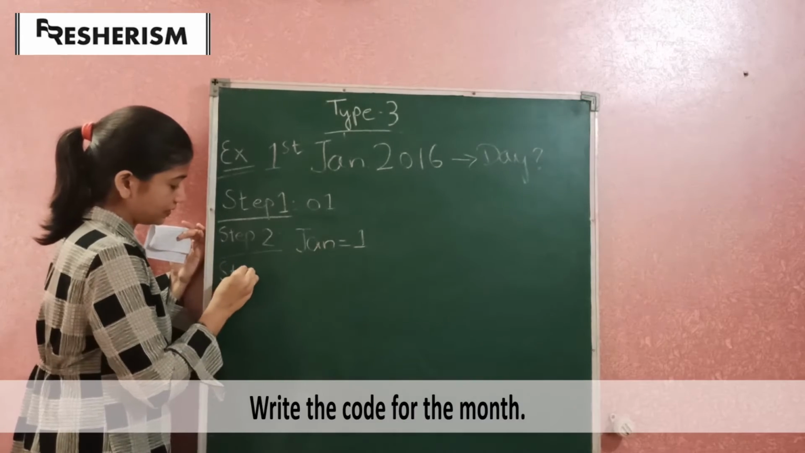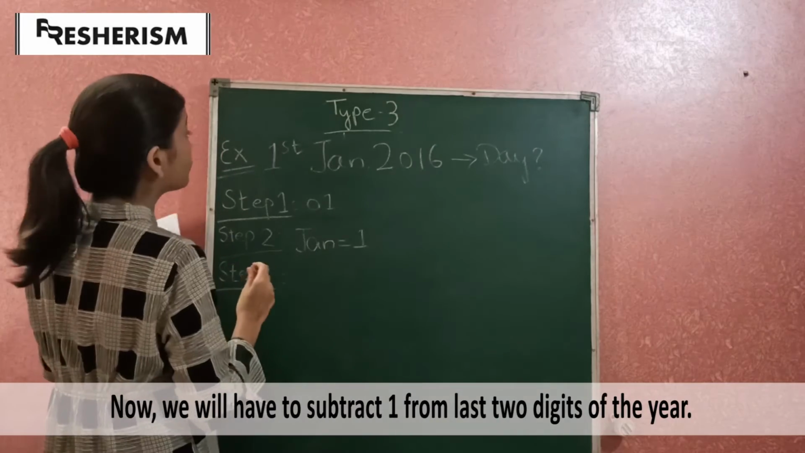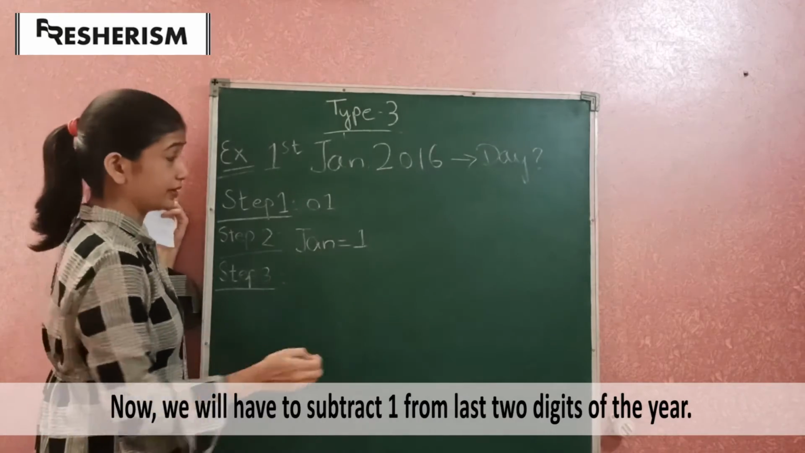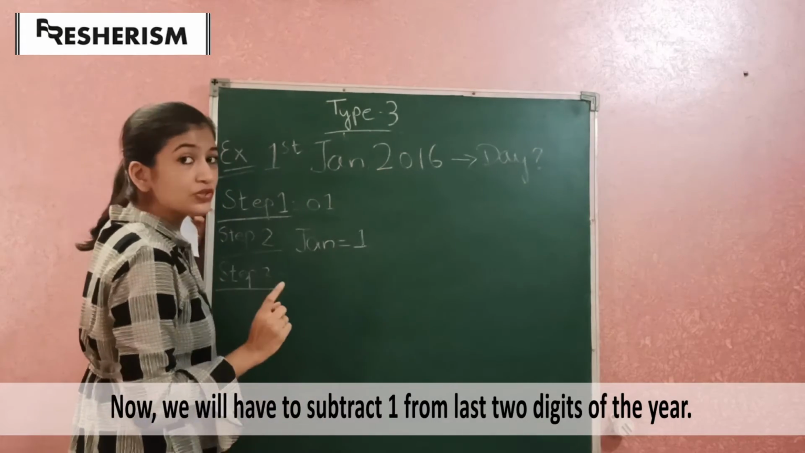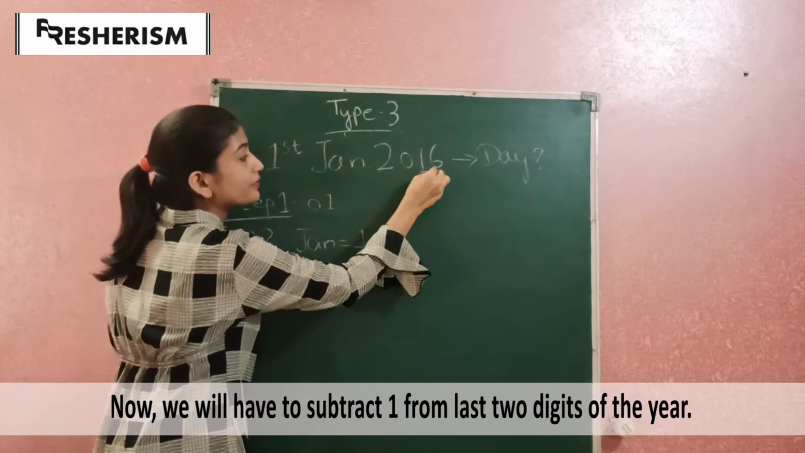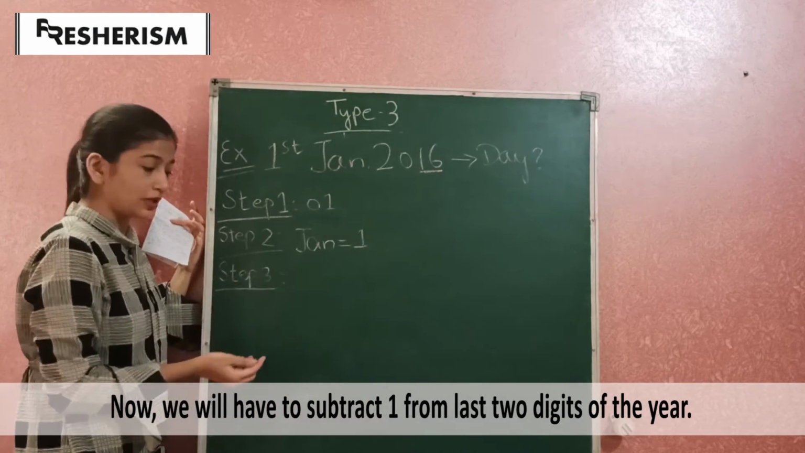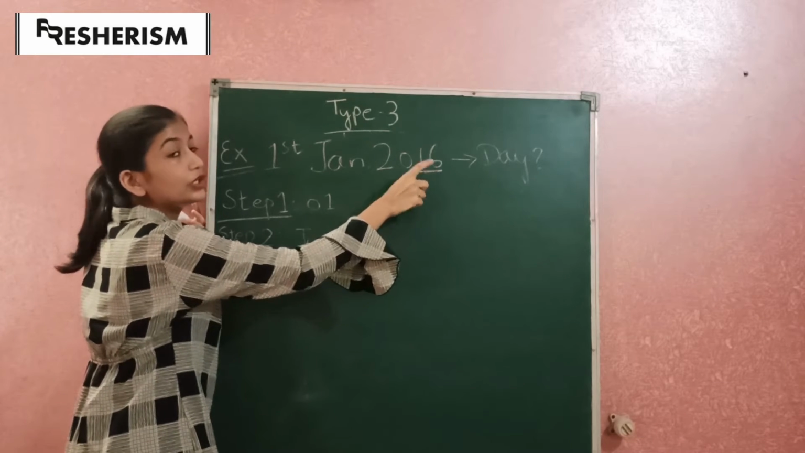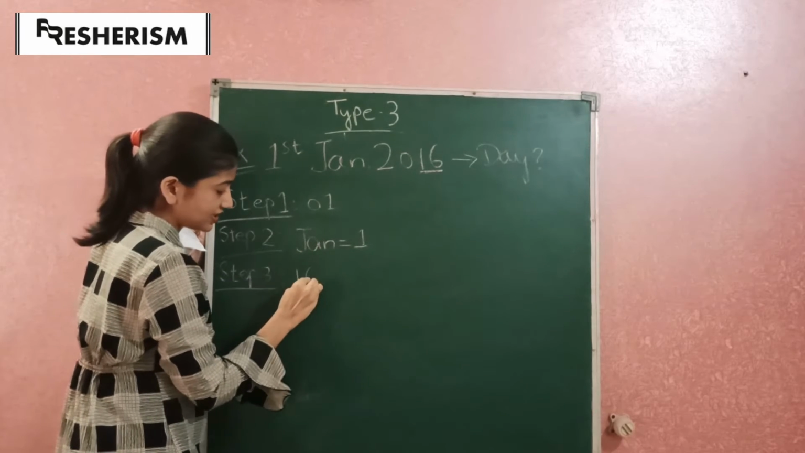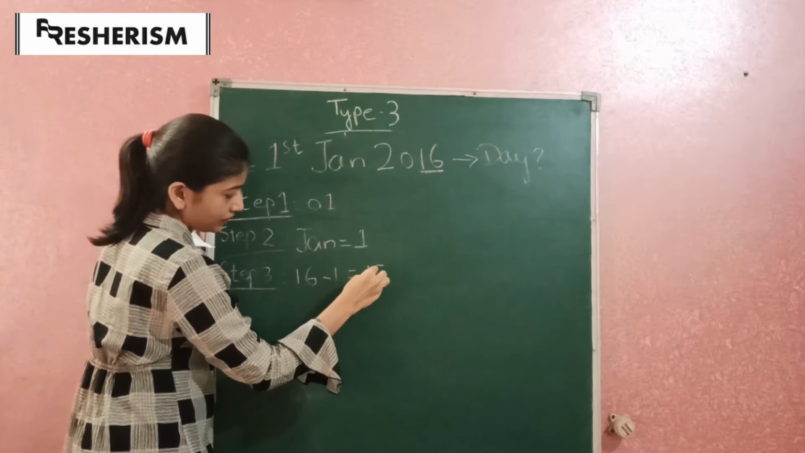Now, step 3. We have to subtract 1 from the last 2 digits of the year. This was the year 2016. The last 2 digits of this year are 16. So in the third step, we have to subtract 1 from the last 2 digits of 2016. So 16 minus 1 is equal to 15.